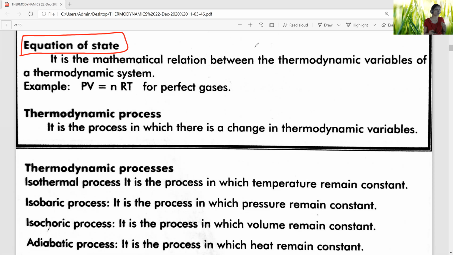Isobaric is a process in which pressure remains constant. Isochoric, choric means volume, is the process in which volume remains the same. Adiabatic process is the process in which heat remains constant. Depending on which factor is kept constant in the process, we give the names isothermal, isobaric, isochoric and adiabatic. So we come across different processes in thermodynamics.